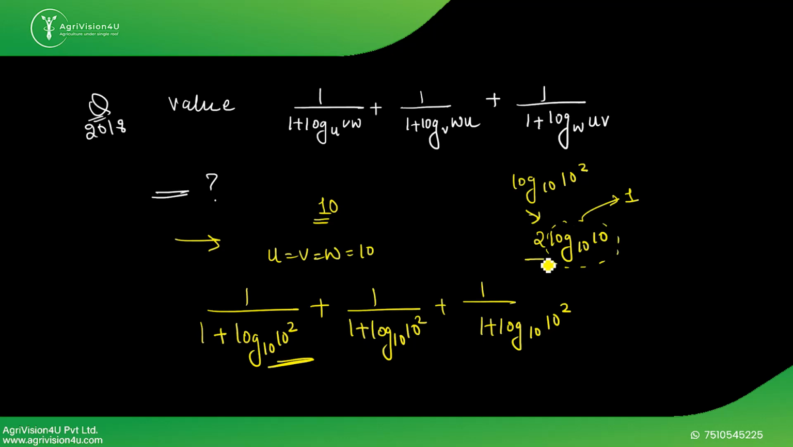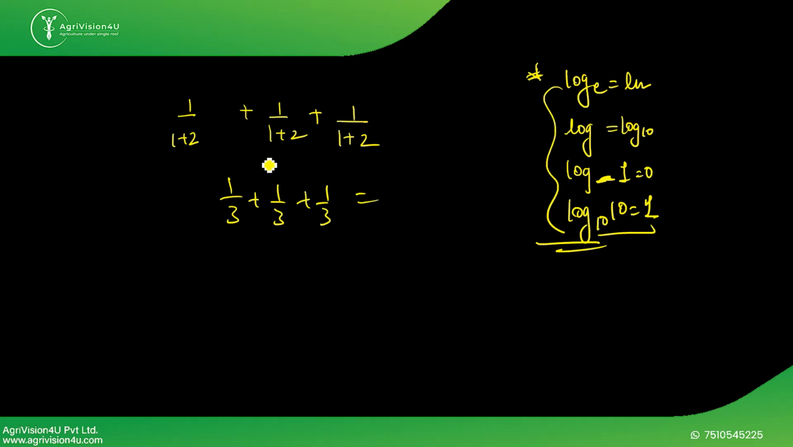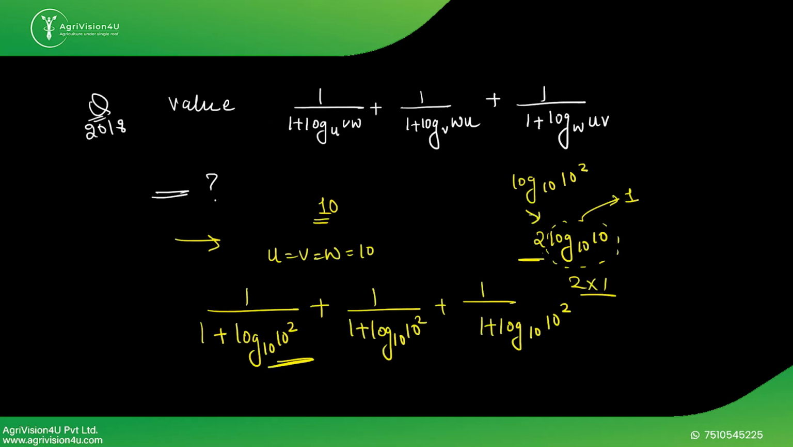Now what can you write here? If I convert this in this way, 2 multiplied by 1, if I rewrite it, it will be 1 plus 1 by 2, and similarly here also I will get the same thing. So it means 1 by 3, plus 1 by 3, plus 1 by 3. If I add this, I will get 1. So whenever these kinds of questions come in GATE, you have to think in which way you can solve them easily and quickly. In that way you can put values and solve it.